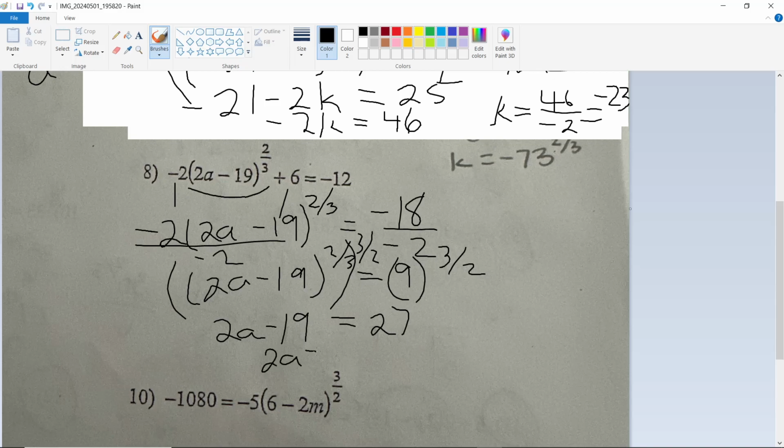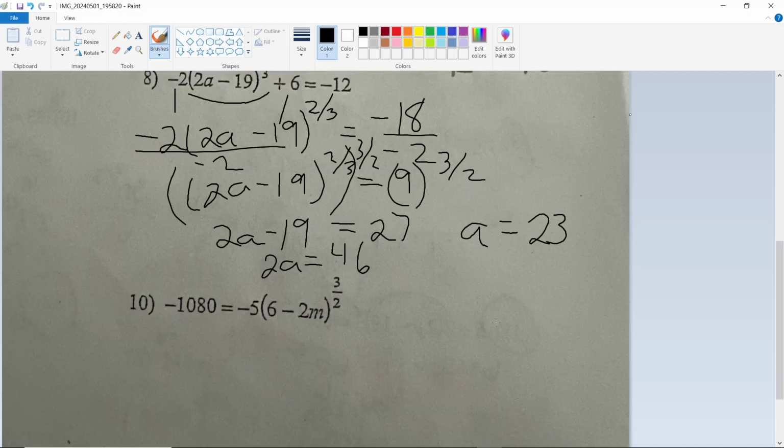2a equals 27 plus 19, 46. Oh, it's the same thing again. And then a equals 23. Well, that one, instead of negative 23, equals 23. So there's that one. So again, I have to isolate whatever it is raised to the power before I do anything with that power. So in this case, I'm going to divide both sides by negative 5.